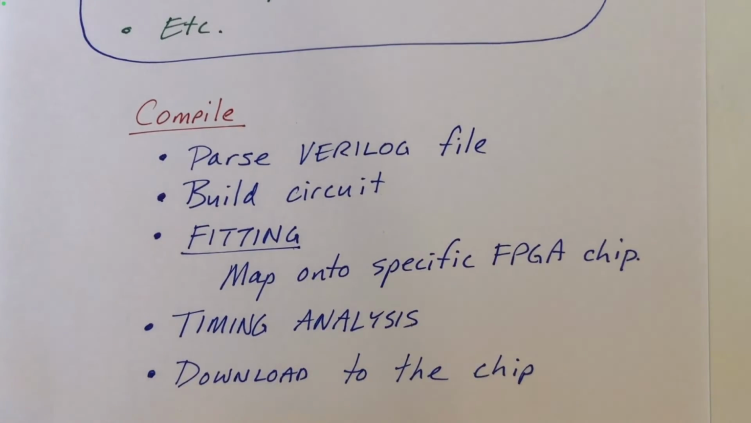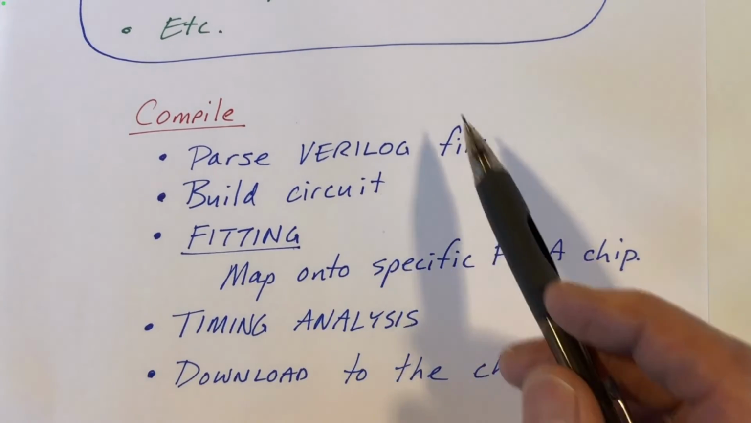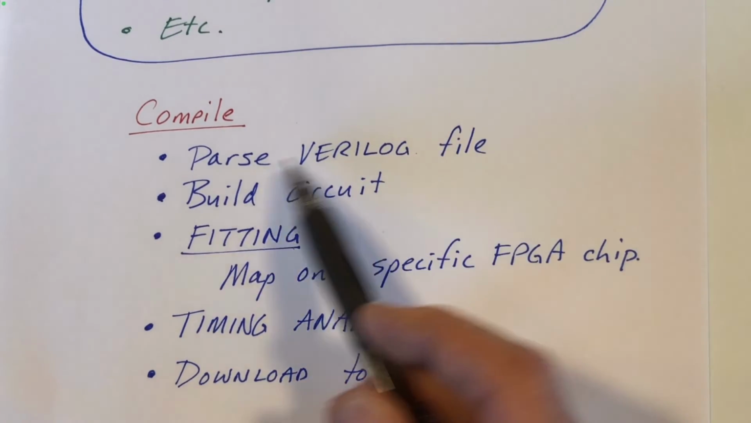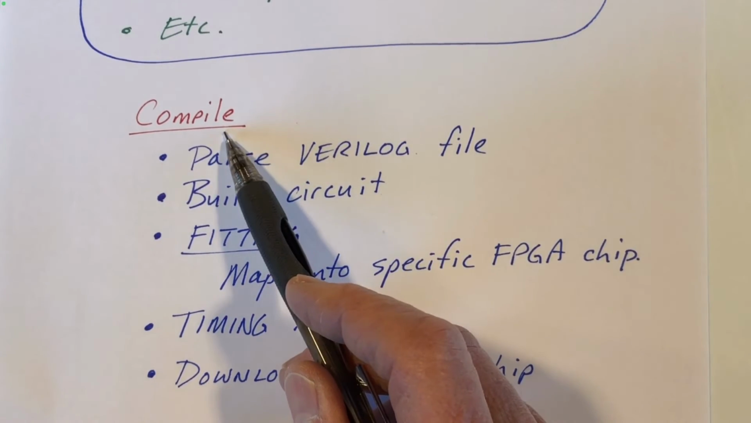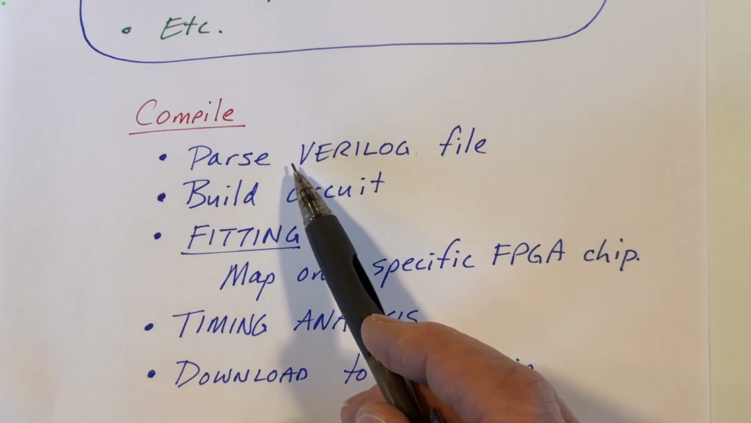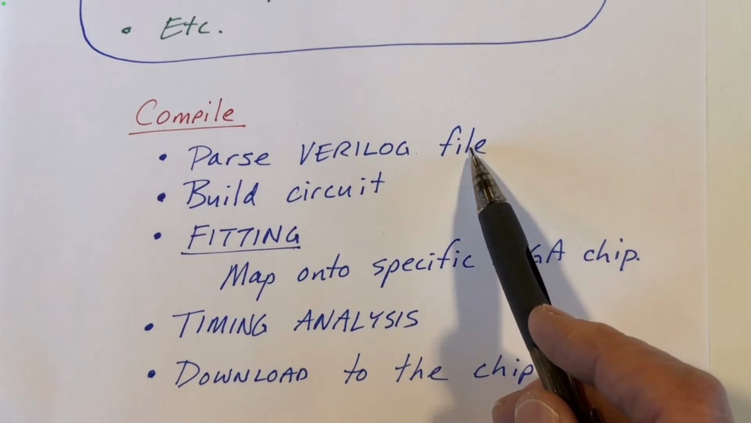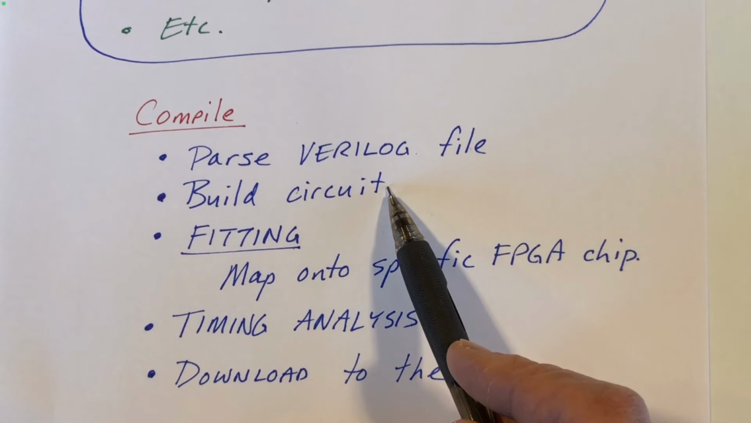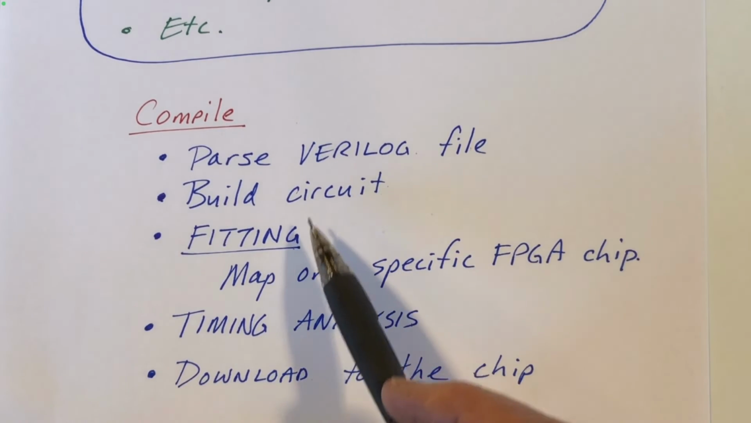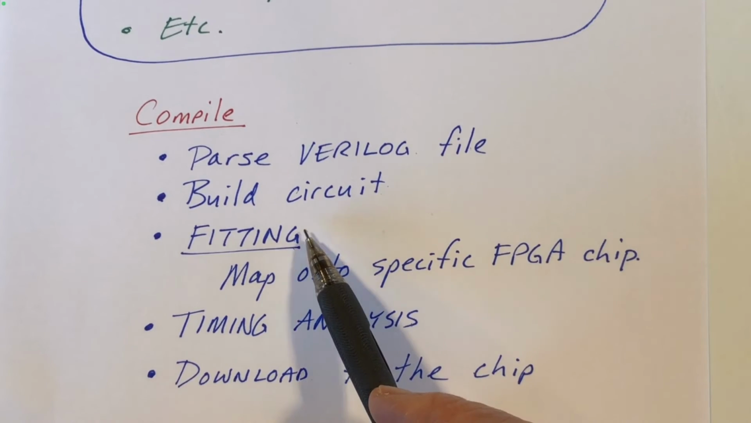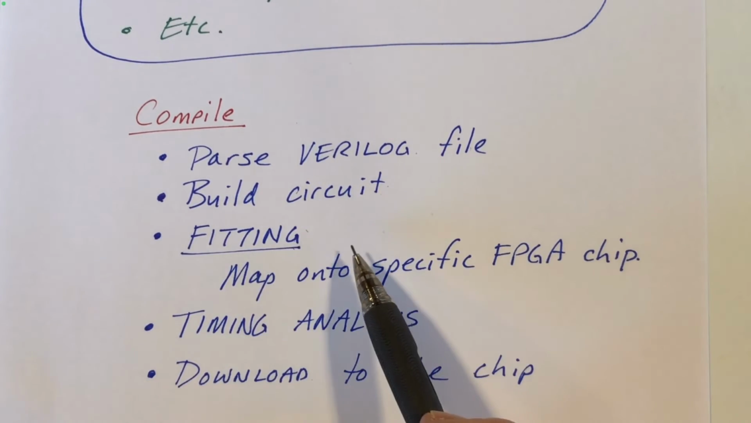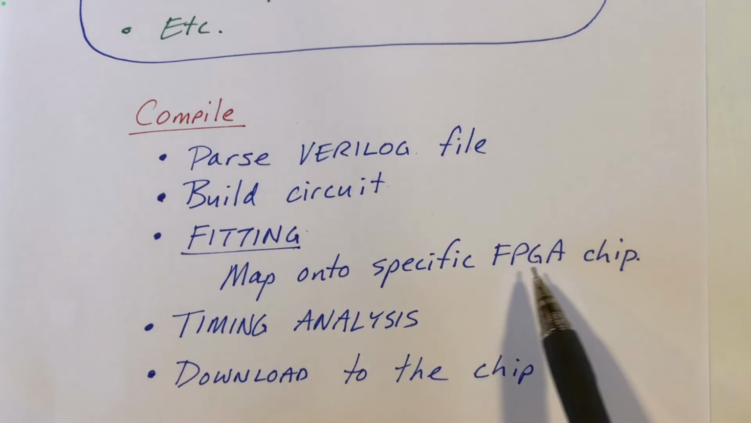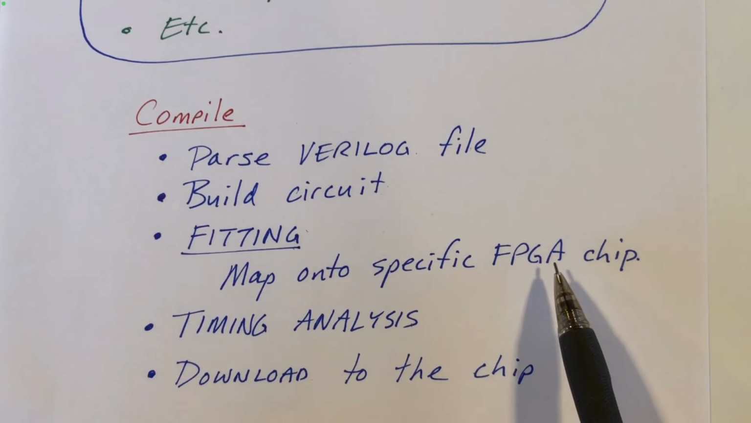So in order to use an FPGA, we need to create a design, and that goes into the Verilog file. And then when we go to compile it, what happens? Well, the development environment will parse the Verilog file or files, and from these it will construct the circuit. And then there are several more steps. The fitting step is where the development software will map the circuit onto what's available on a specific FPGA chip.